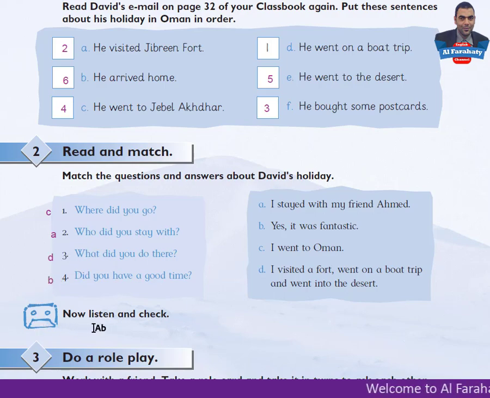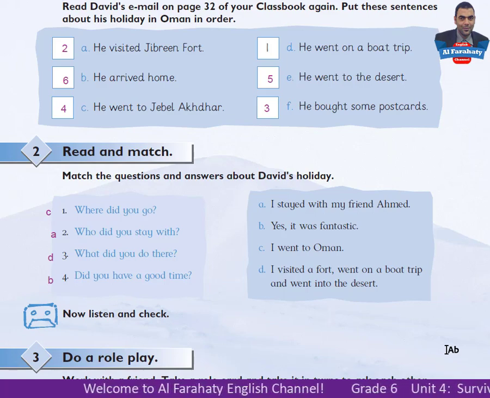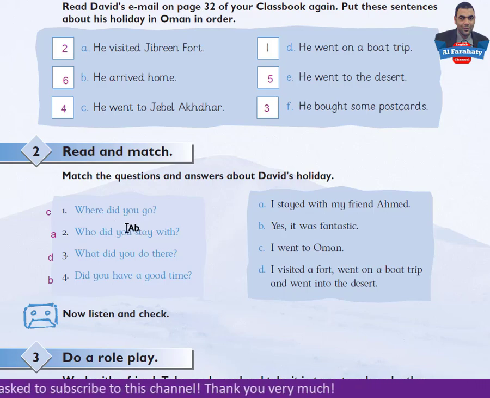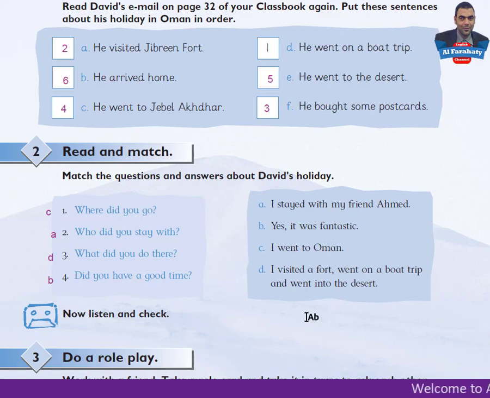Now, let's listen to check our answers. Unit 4, Tape Script 4.1. Oh, hi, Simon. I've just got back from holiday. Oh, where did you go? I went to Oman. Wow, that's great. Yeah, it was. Who did you stay with? I stayed with my friend Ahmed. Do you remember he visited me in Australia last year? Oh, yes. What did you do there? Oh, lots of different things. I visited Jibreen Fort. I went on a boat to see the dolphins. I went up a really high mountain called Jabal Akhdar, and I went on a really exciting trip into the desert. Gosh, did you have a good time? Yeah, it was fantastic. Thank you.